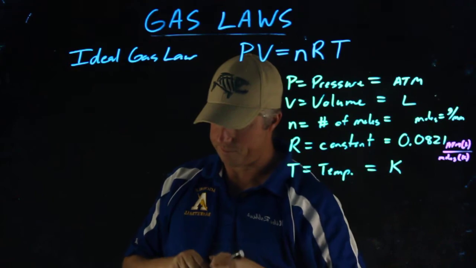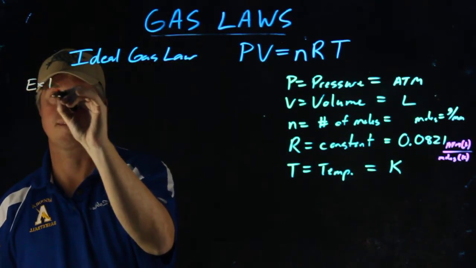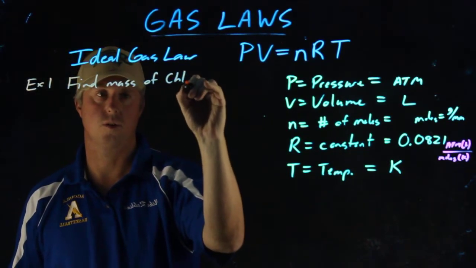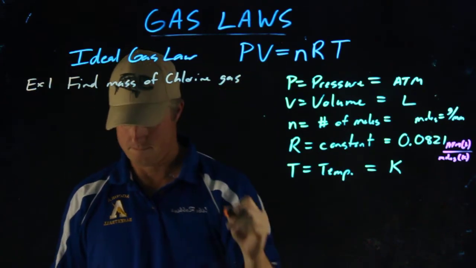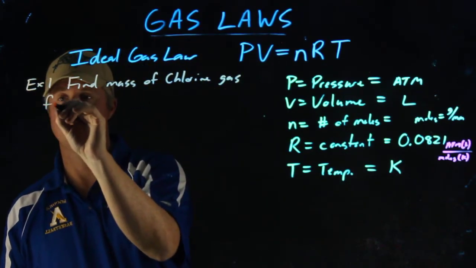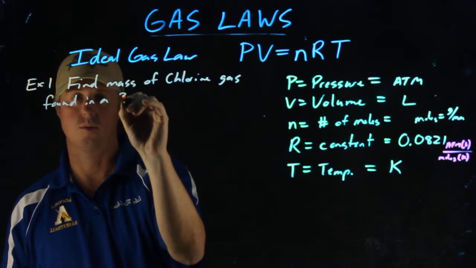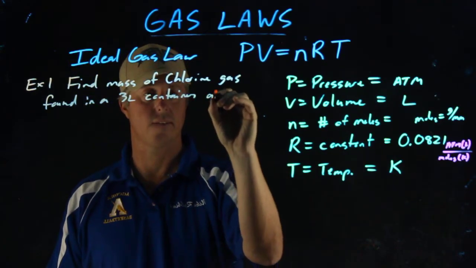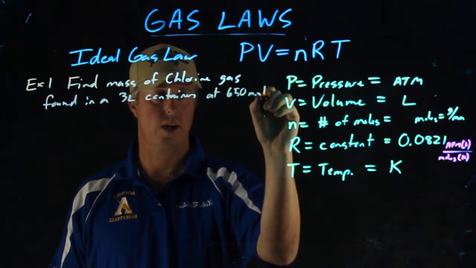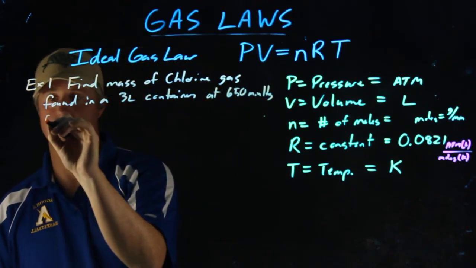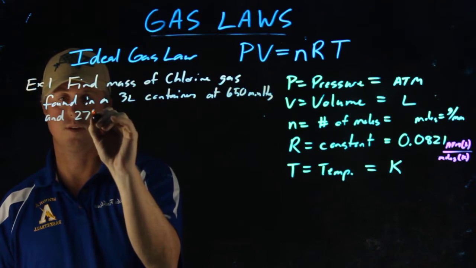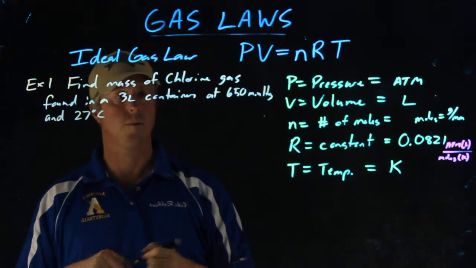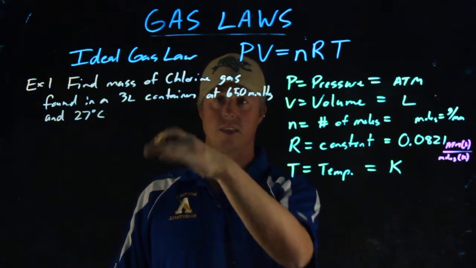So, example 1. Let's find the mass of chlorine gas found in a 3-liter container at 650 mmHg and 27 degrees Celsius. Okay, so let's work through this problem. Let's list out what I have. It's very helpful to get that out of the word problem.